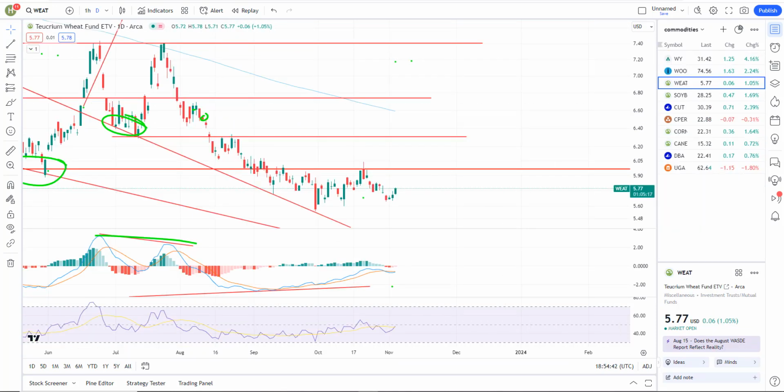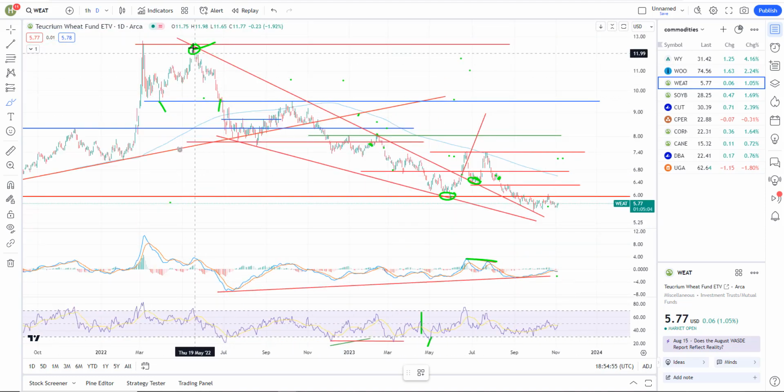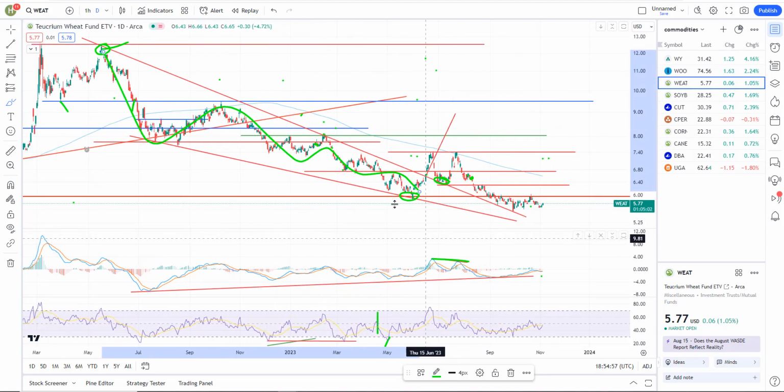Wheat, this one continues to grind around, but it continues to have a bullish setup, so I still like it. I still think it's constructive. And again, sometimes you just have to have patience for trades to actually play out. This one, bullish falling wedge, big bullish falling wedge pattern.